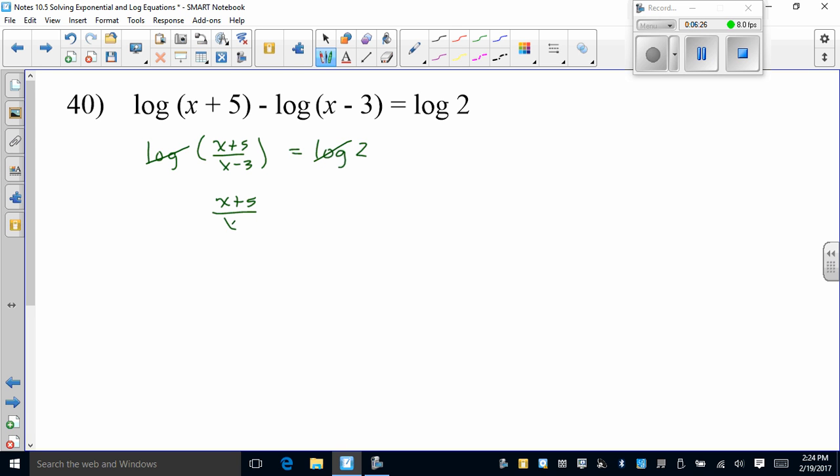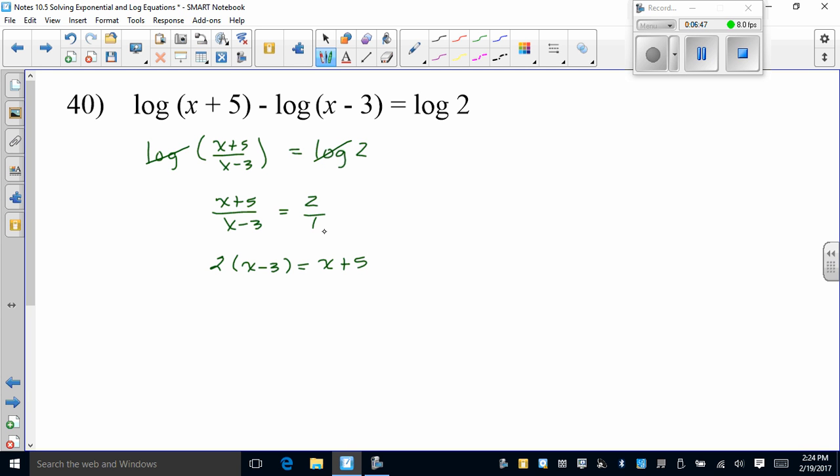Cross multiply. So I get 2 times x minus 3 equals x plus 5. Now I should put out a reminder that when you cross multiply, the purpose of that is to get rid of your fraction. I'm really just getting a common denominator and then being able to throw out my denominator.